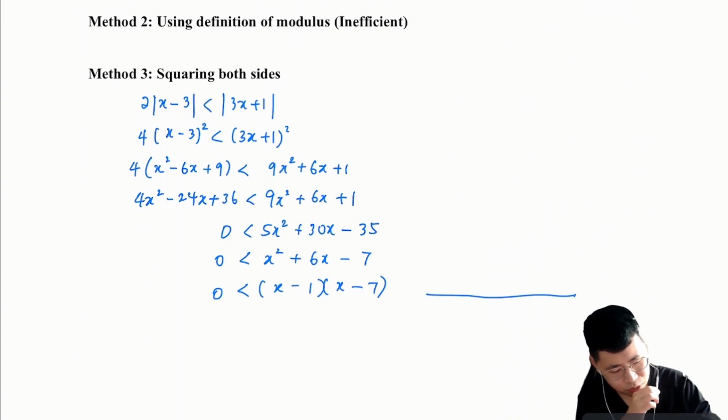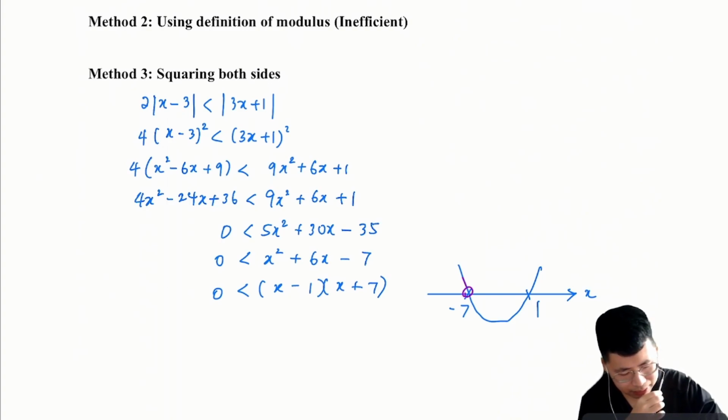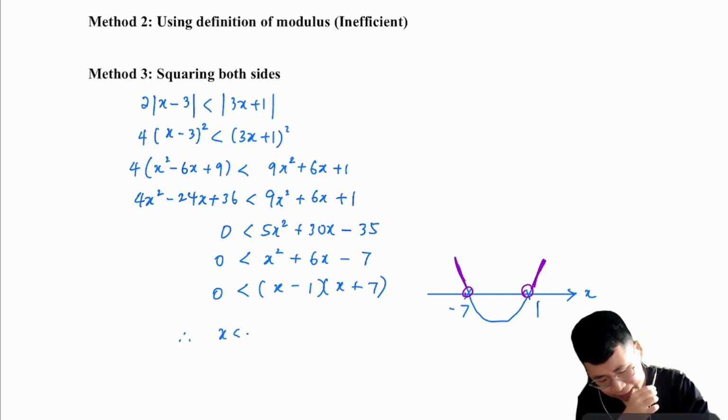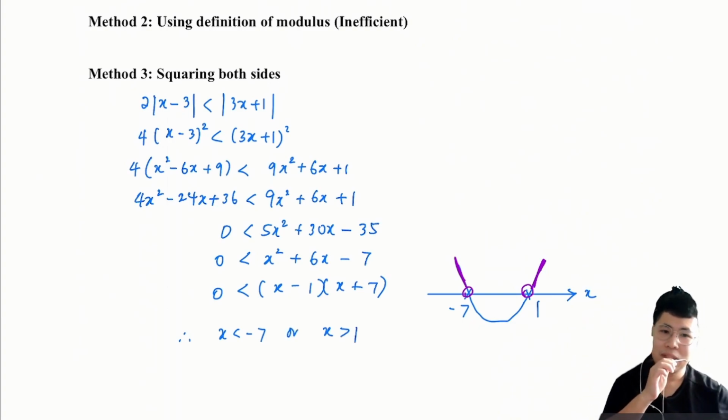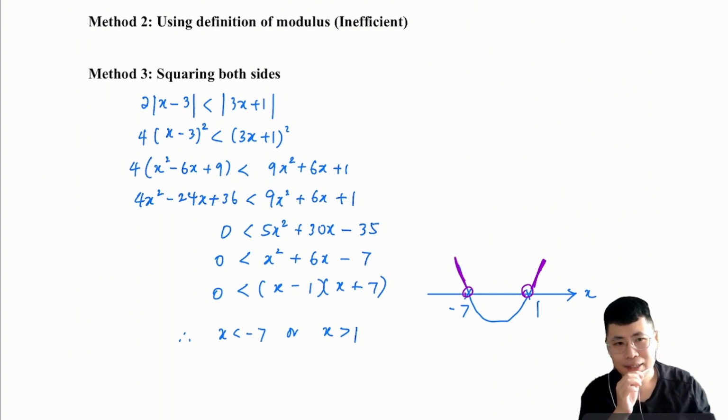Okay, and because normally I will still get 2 solutions anyway, I can fall back on the graphical method for this, plus 7, so negative 7 and 1. Now where are the regions where it's more than 0? Will be here and here, more than 0. So the region that I will take would be x less than negative 7 or x more than 1. Okay, so I hope this video helps you to make sense of how we deal with modulus inequalities.